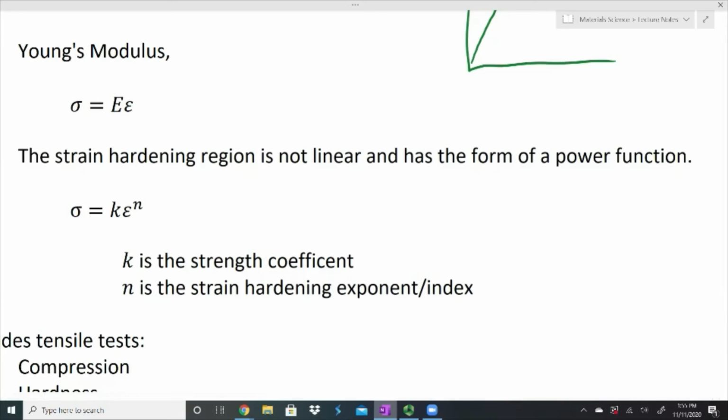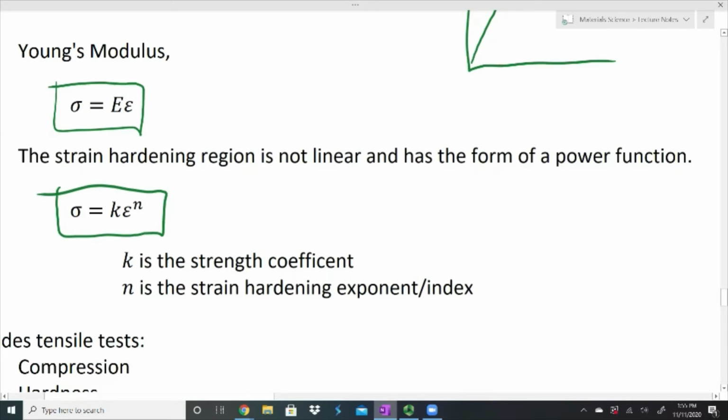Just because I don't think I'd written it out yet completely, I wrote our relationship using Young's modulus here. Our stress equals Young's modulus times strain. Once we get out of our linear region, we're in our strain hardening region. This is not linear. It has the form of a power function, and so I wrote that relationship here, where K is our strength coefficient and N is our strain hardening exponent or our strain hardening index.